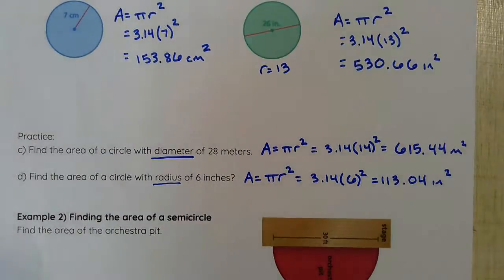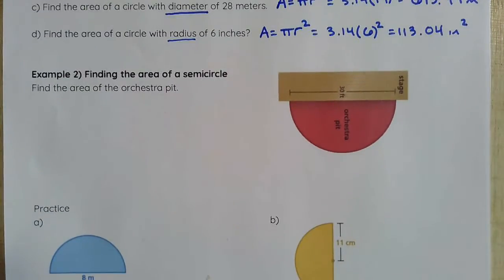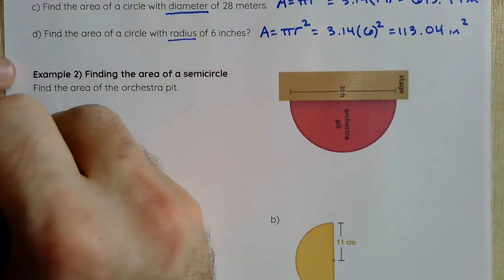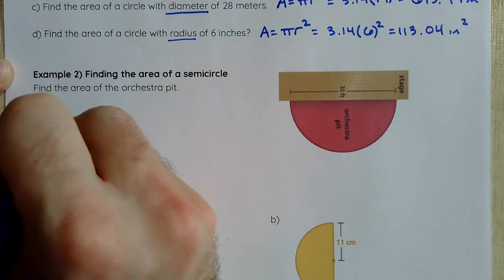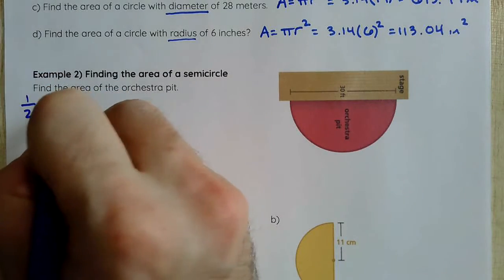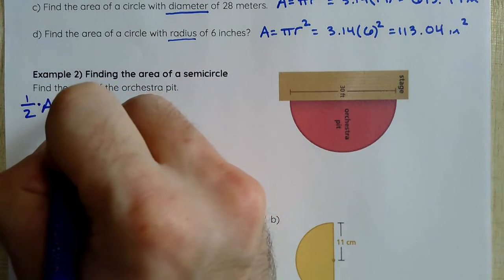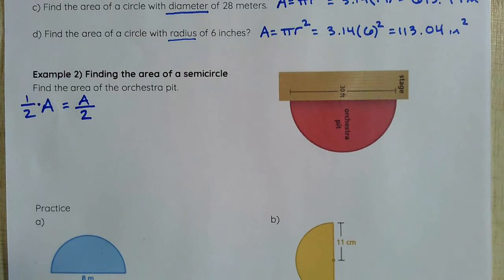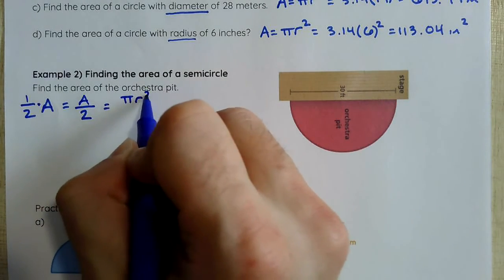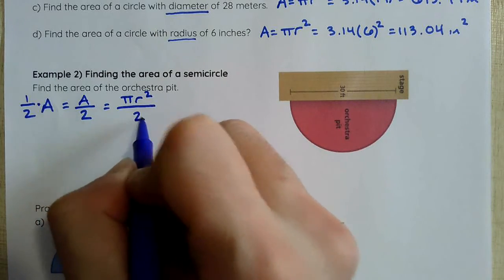All right, let's look at example 2. Find the area of a semicircle. So we're looking at a semicircle, which is half of a circle, which tells us we want half of the area. Half of the area, which also means we could take the area and divide it by 2. So however you want to do that. The area is pi r squared, and we divide that by 2.